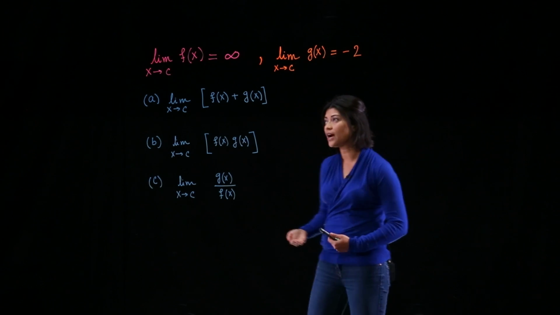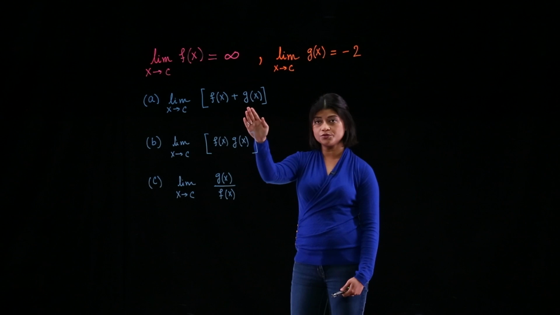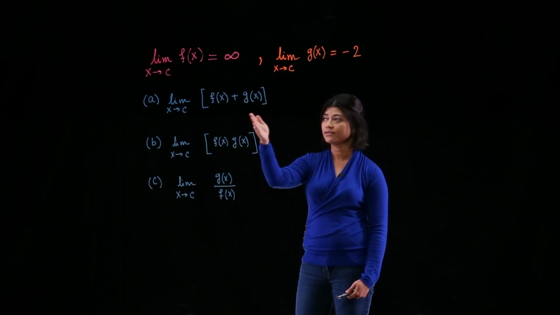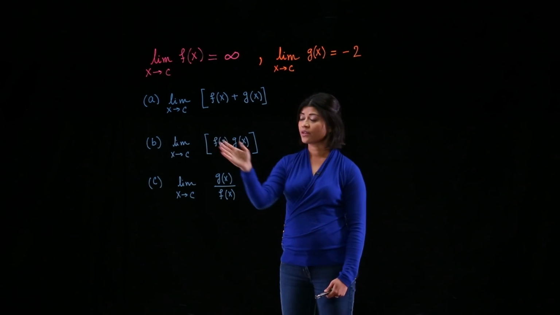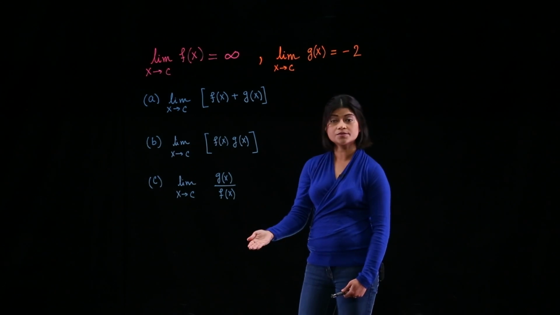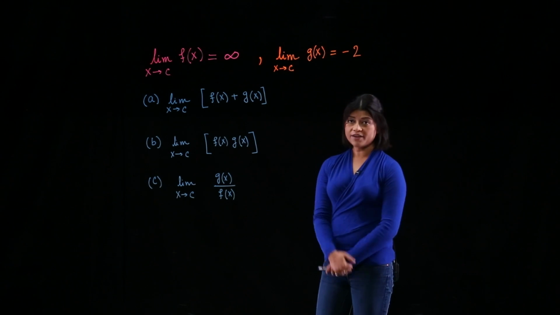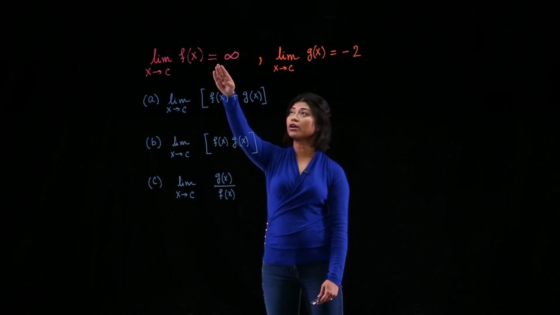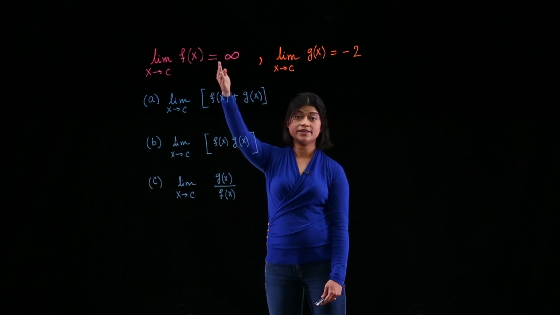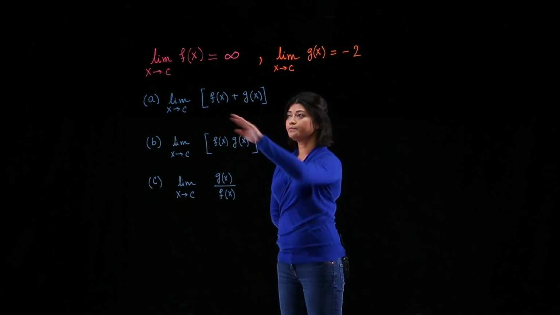Using that, we have to figure out the limit of the sum of the two functions f(x) and g(x) as x approaches c, then the limit of the product of the two functions, and then the quotient. Well, we have to use the properties of infinite limits since one of the limits given to us is infinity, right? So think about it. Let's start with the first one.